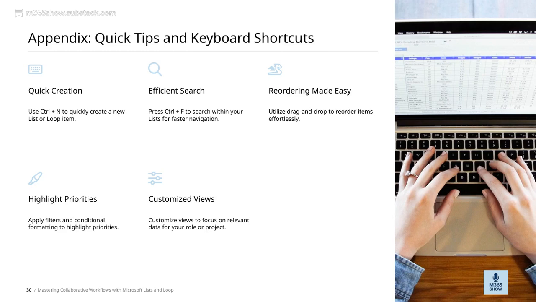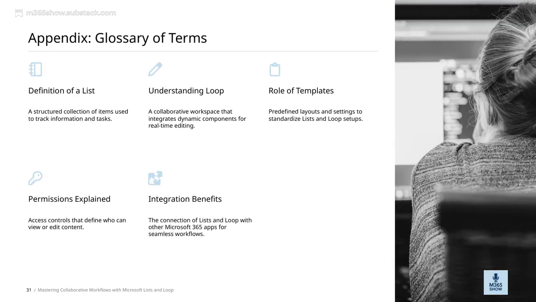collaborating effectively and efficiently. Now, let's take a look at how Lists and Loop connect with other Microsoft 365 apps to create seamless workflows. When we talk about integration benefits, one key aspect is access controls. These controls help us define exactly who can view or edit content, ensuring that our information stays secure and accessible only to the right people. Next, we have predefined layouts and settings, which are part of the role of templates.